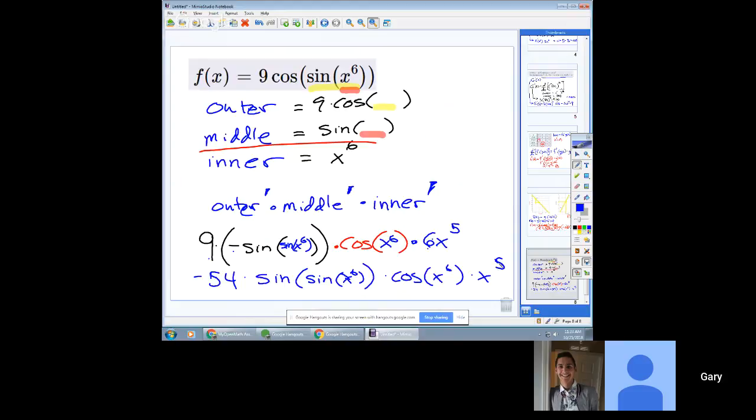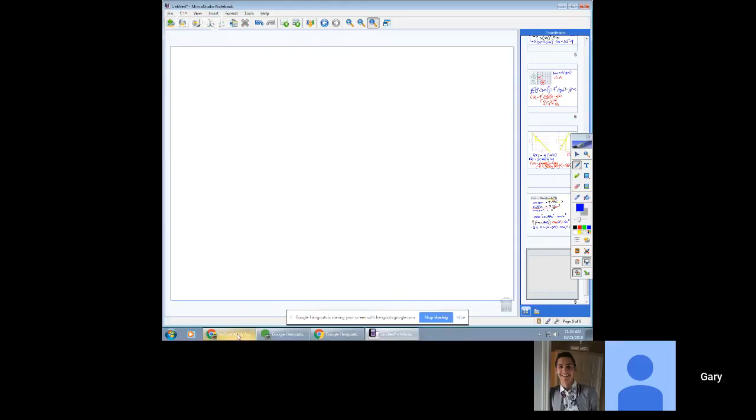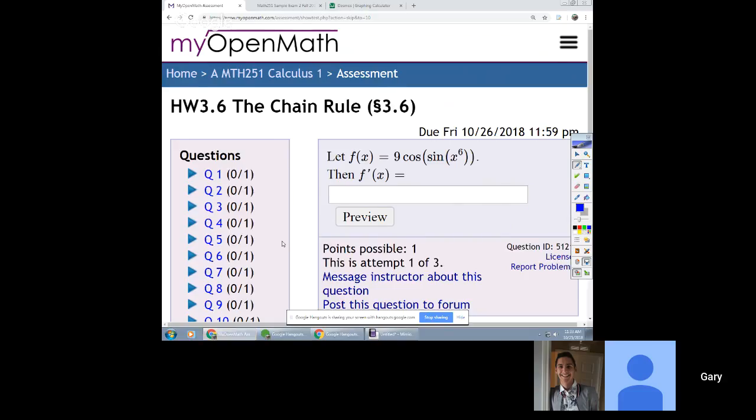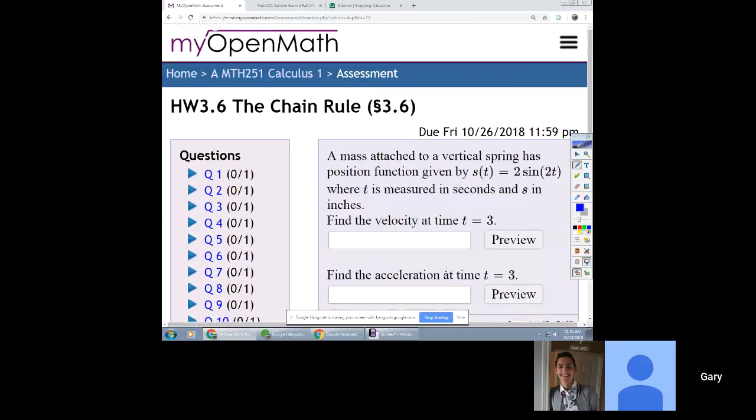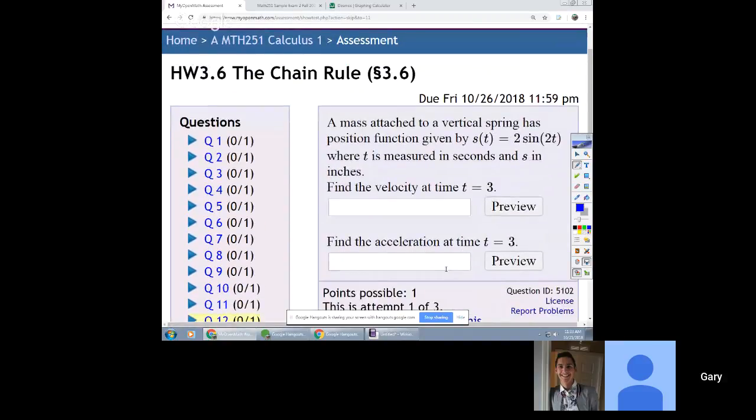Let's do another one. Let's take a look at the spring problem. New page, spring, that was 12, I believe, yes. A mass attached to a vertical spring has a position function given by twice the sine of 2t, where t is measured in seconds and s is measured in inches. We want to find velocity and acceleration. So this is a combination of using the chain rule and the rates of change stuff we were looking at back in section 4.